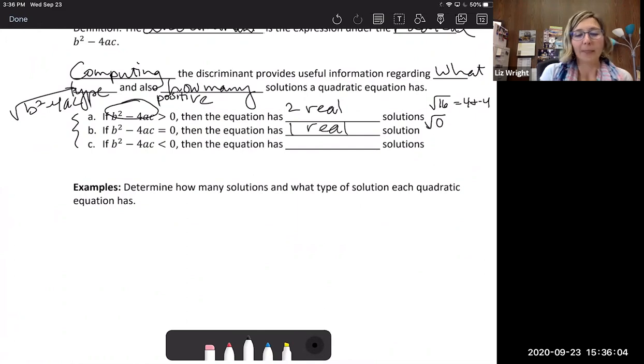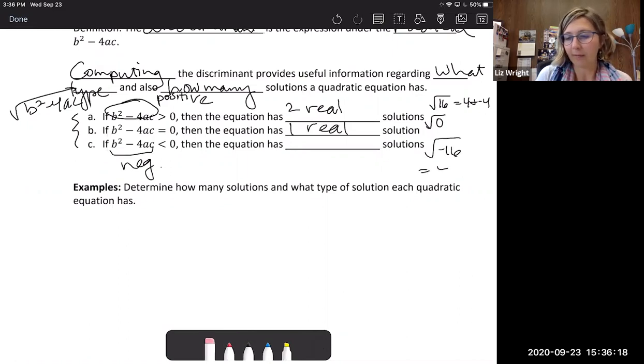And then what happens when what's underneath the radical is less than 0, which means it's negative, right? So that means we're getting the square root of a negative 16, and this one would equal plus or minus 4i. And so we would get two solutions, but are they real or are they complex? They're complex. They're part of the complex number system. So they'd be two complex solutions.